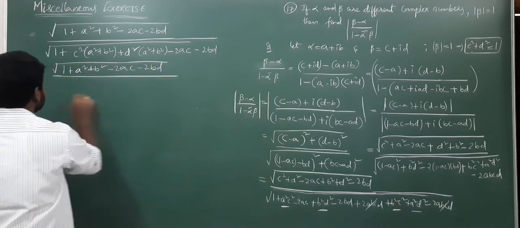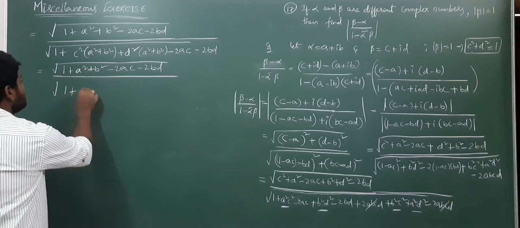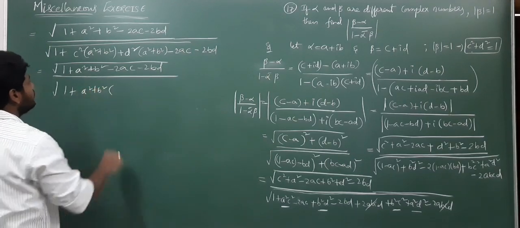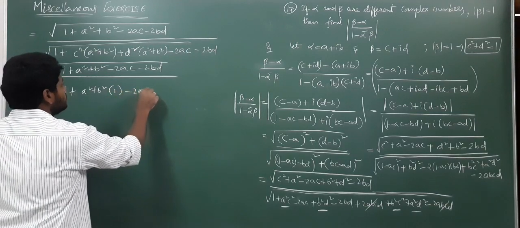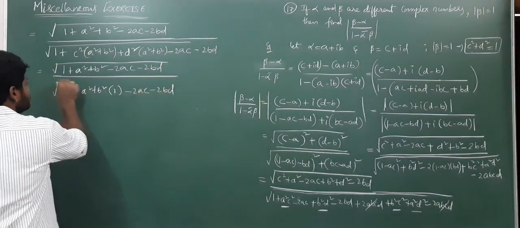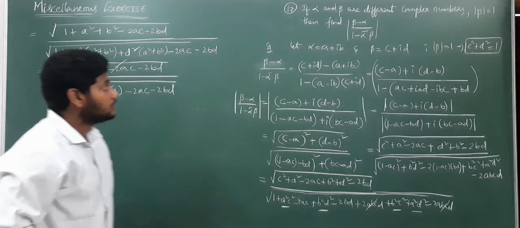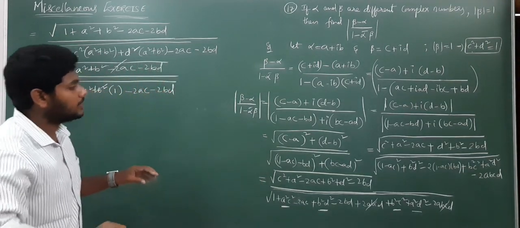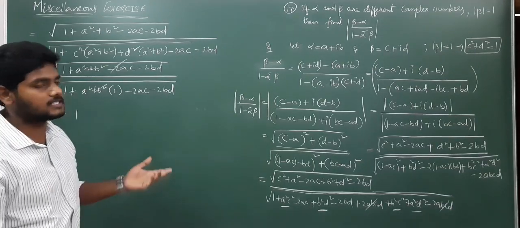So divided by square root of 1 plus. In these two, if we take a square plus b square common, what we'll get? c square plus d square, whose value is equal to 1. So minus 2ac minus 2bd. So if you observe, these two will be cancelled, which is equal to 1. So very easy, but you need simplification very accurately and very fast.